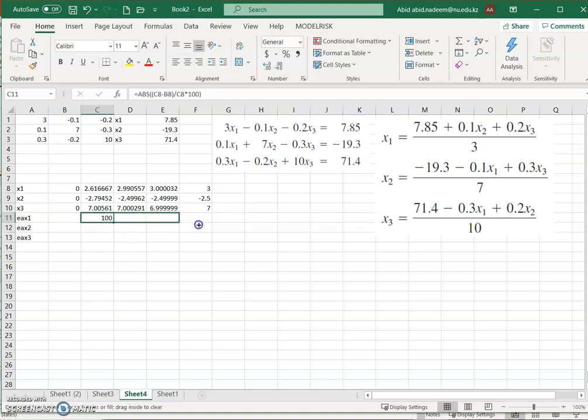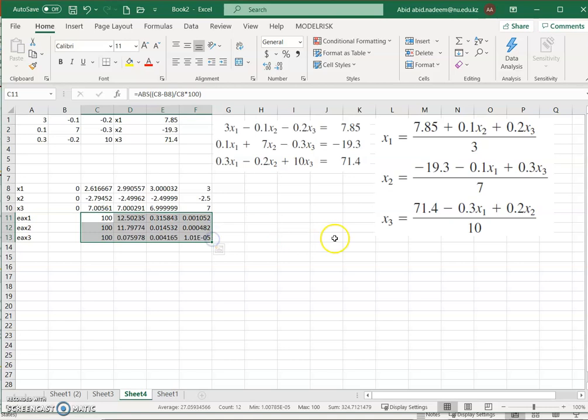Now I can see that in absolute terms the values are decreasing: 112.3, 111. So the values are decreasing in absolute relative error terms. The relative absolute error at this point is quite low over here. So these seem to be quite acceptable and convergent values.